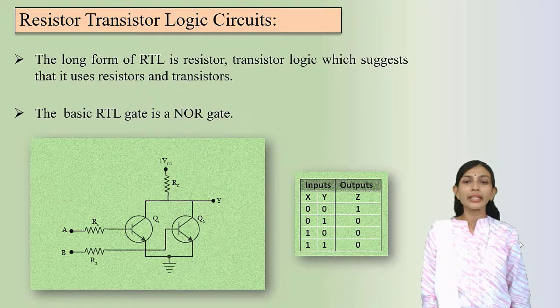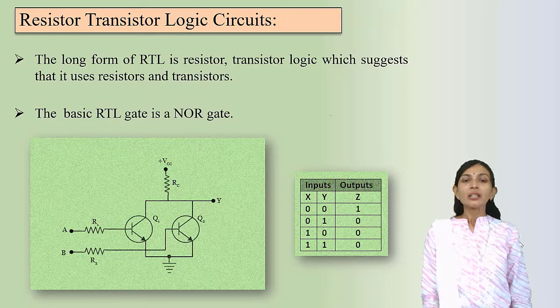Now let's take the second case. If A input is 0 and B input is 1, the input combination is 0 1, then Q1 is off and Q2 is on. So the plus VCC supply will be utilized to turn on the transistor Q2, and that's why the Y output will be 0.